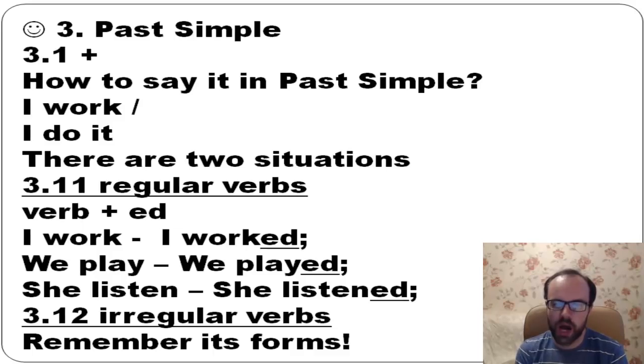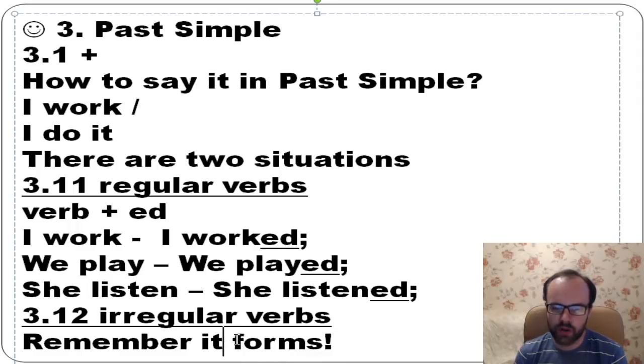Past simple. How to say it in past simple? I work, I do it. There are two situations. Regular verbs: verb plus ed. I work, I worked. We play, we played. She listened. Irregular verbs: remember their forms.